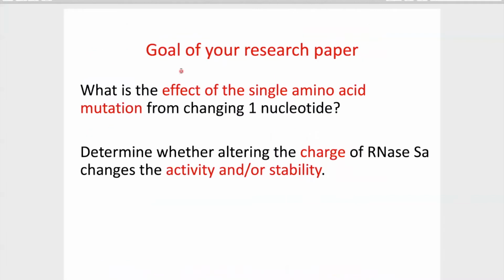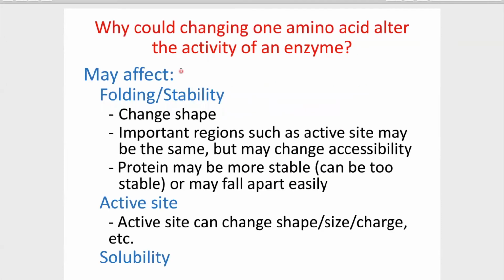So the goal of your research paper, right? What is the effect of the single amino acid mutation from changing a single nucleotide? That's the whole point of this lab, right? Before all of this, you were in lab doing mutagenesis, DNA plasmid purification, and restriction digests. You then moved on to recombinant gene expression, and then to purification before spring break. That was just to isolate both the wild type and that single amino acid mutation of ribonuclease A. So we want to determine whether altering the charge of RNase A changes the activity and or stability of that enzyme, right?